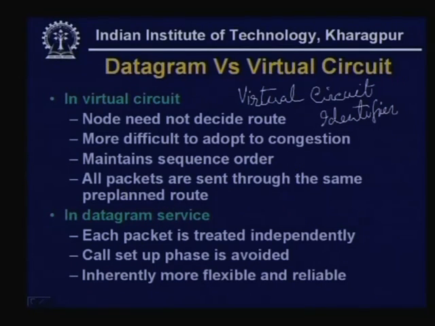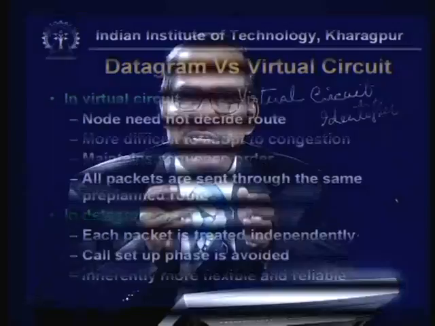And as I mentioned, all packets are sent through the same pre-planned route, that is the typical characteristic of virtual circuit. On the other hand, in datagram service, each packet is treated independently. We have seen that although they belong to the same message, each of them is considered as a separate entity, and as a consequence, for the purpose of routing, each of the packets can be sent independently through different routes, depending on the availability of path, depending on congestion, depending on failure of links.